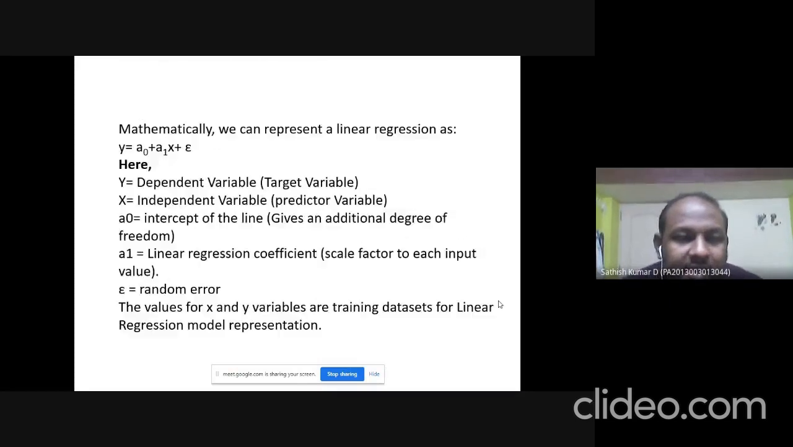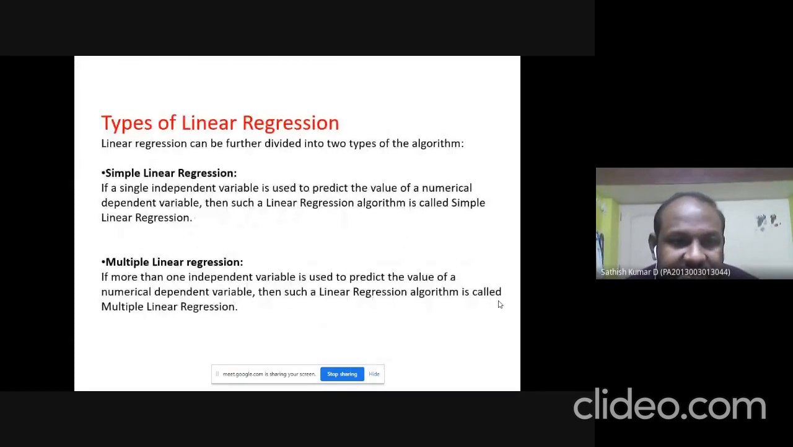Next, types of linear regression. Linear regression can be further divided into two types. That is simple linear regression and multiple linear regression. Already I said if a single independent variable is used to predict the value of a numerical dependent variable, then such linear regression algorithm is called simple linear regression. If more than one independent variable is used to predict the value of a numerical dependent variable, then such linear regression algorithm is called multiple linear regression.